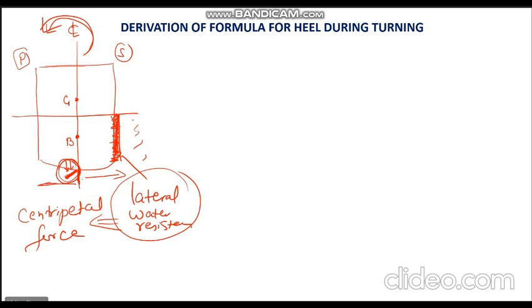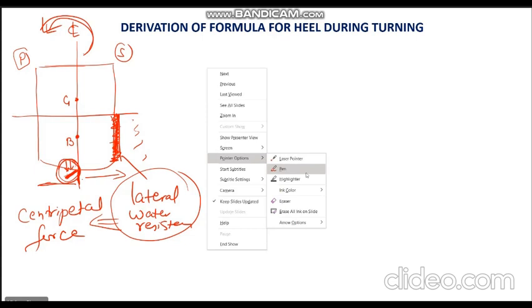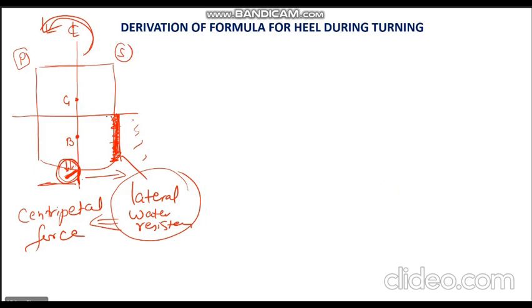The second point that you can write later on. This force can be assumed to be acting through buoyancy, through the geometric center of this entire area. Now, to keep things simple, in the derivation it is assumed that the geometric center of this lateral water resistance is at the same level as the center of buoyancy. You can see it is more or less at the level of buoyancy.